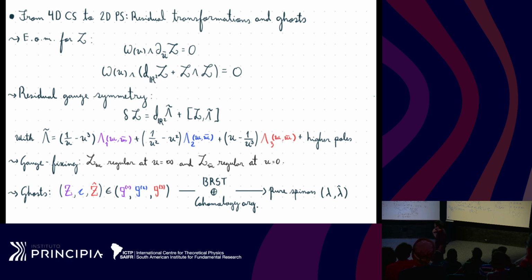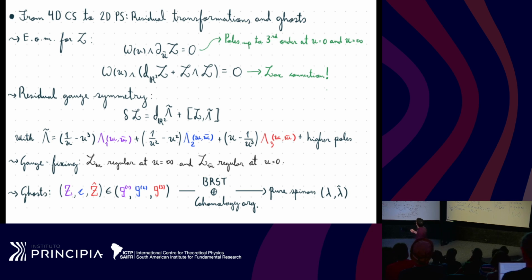We need to look at the residual gauge transformations after we perform this first gauge fixing. To understand them, let's look at the equations of motion for the gauge field L. The first equation of motion just says that we have poles up to third order at u equals 0 and u equals infinity in L. This is so because omega has third order zeros at those points. The second equation is just the usual flatness equation, and it means that we can interpret this L field as the Lax connection.